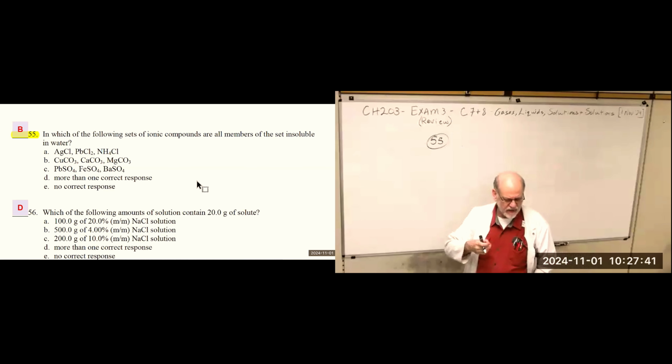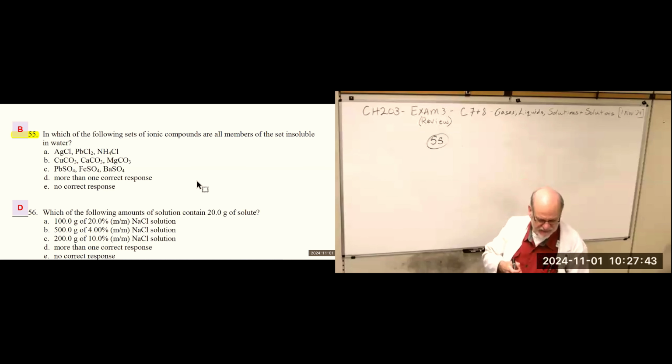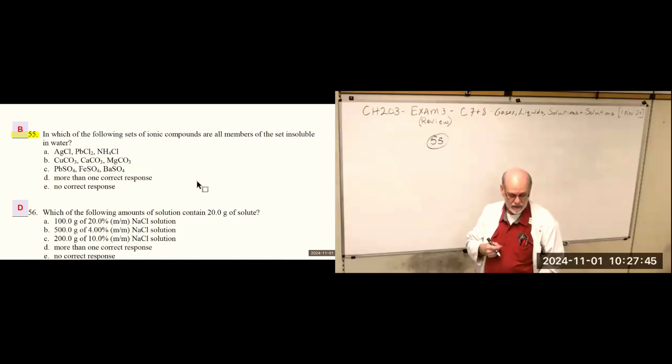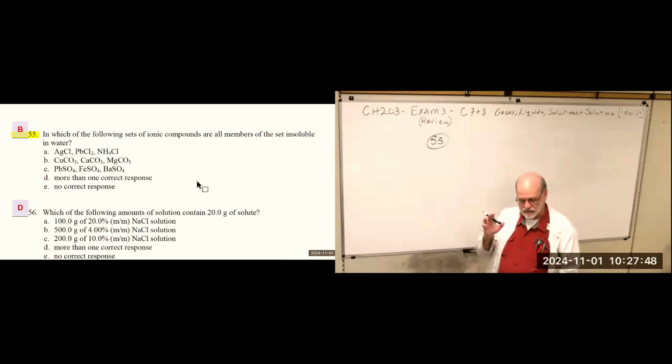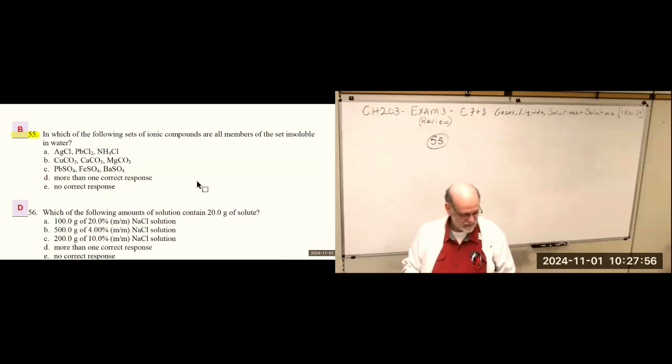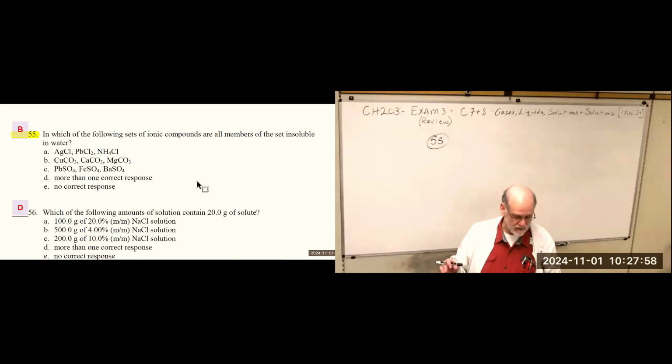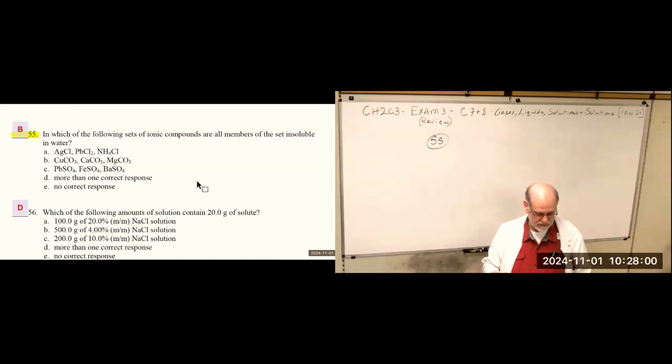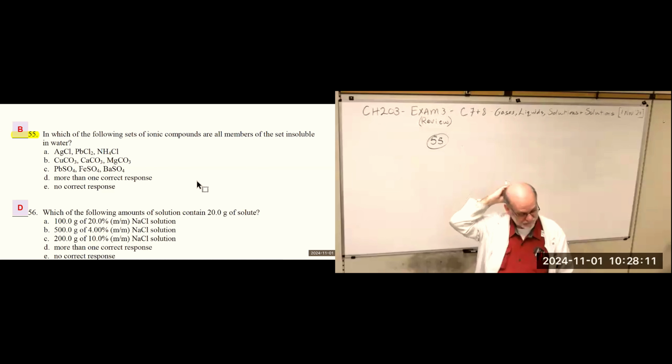In which of the following sets of ionic compounds are all members of the set insoluble in water? In order to answer that question, you need to go to your solubility chart. And if you don't already know, we want all insoluble. A, silver chloride and lead 2 chloride are insoluble, but ammonium chloride is soluble. All right, so A is not it.